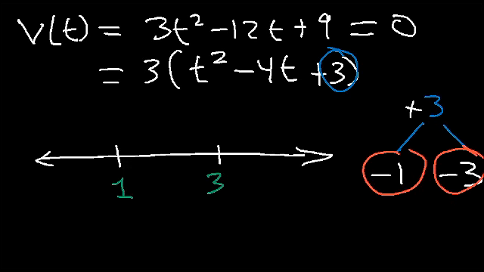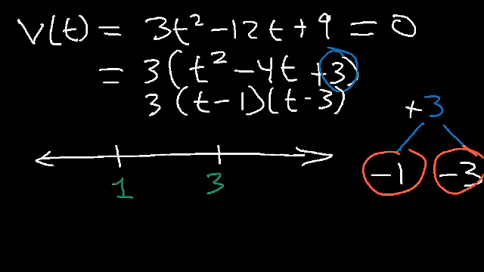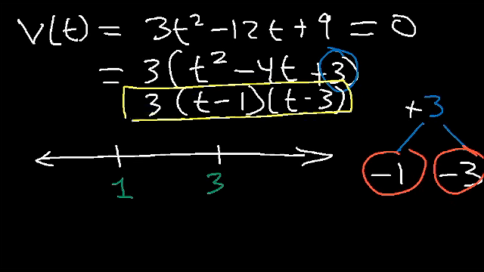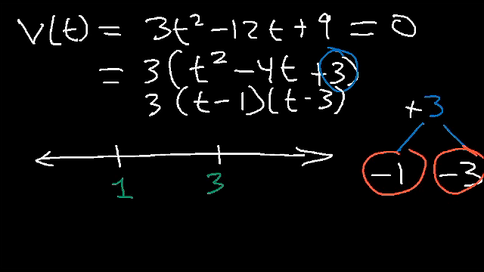So once you make the number line, you want to plug in points to see if the velocity is positive or negative. It might be easier to plug it into factored form. So let's use this part of the equation. If we plug in a number that's greater than 3, let's say 4, is the velocity going to be positive or negative? If you plug it into t in the factored form, it's going to be 4 minus 1 times 4 minus 3.